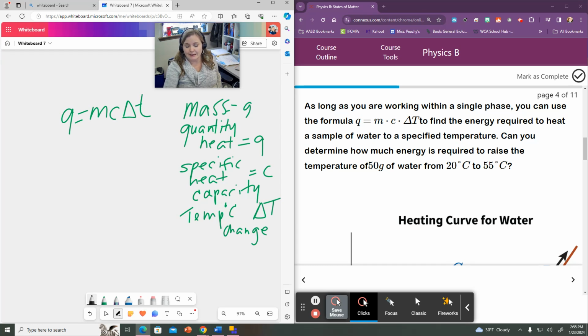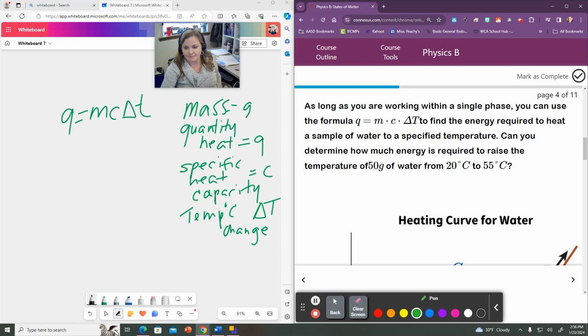So what we need is, what do we need? Oh, I need my pen to work. All we need is, let's see here. We don't know the amount of energy, so we're looking for Q. That's what we don't know. Q is an unknown, right?